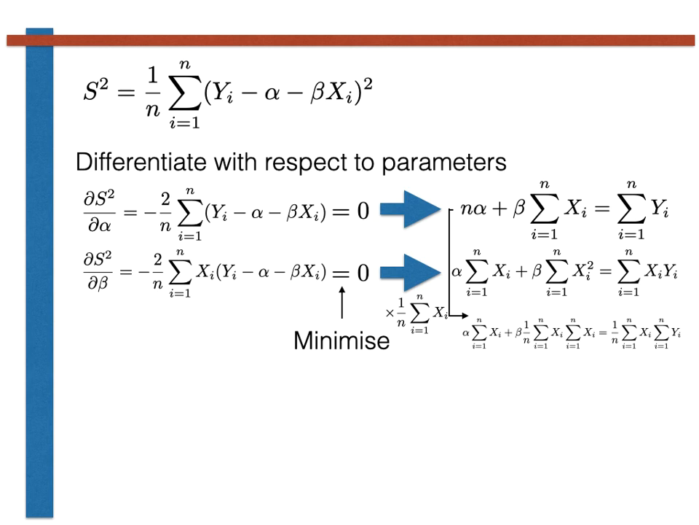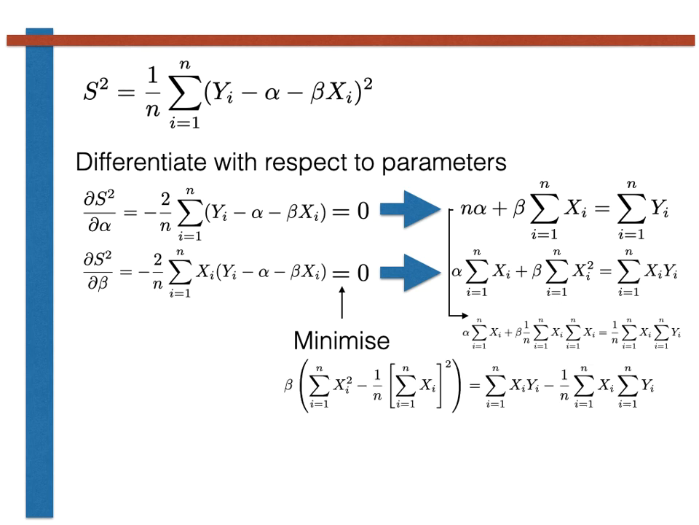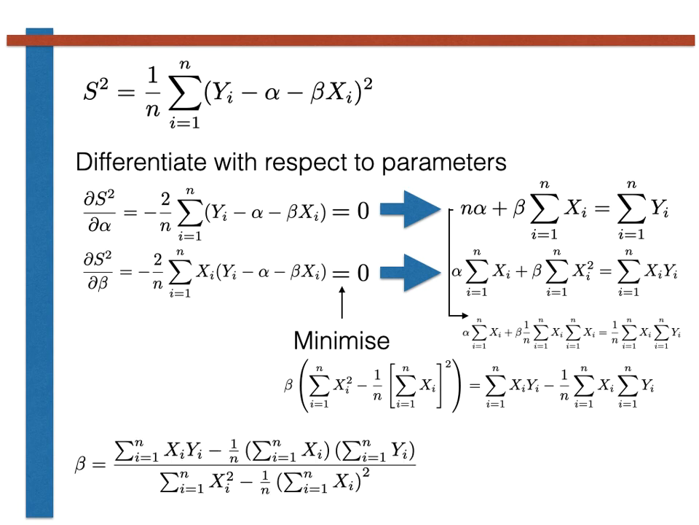If we thus subtract the expression we just obtained by doing this multiplication from the expression above, we arrive at the following expression that contains only beta. Rearranging this gives us the following estimator for beta.